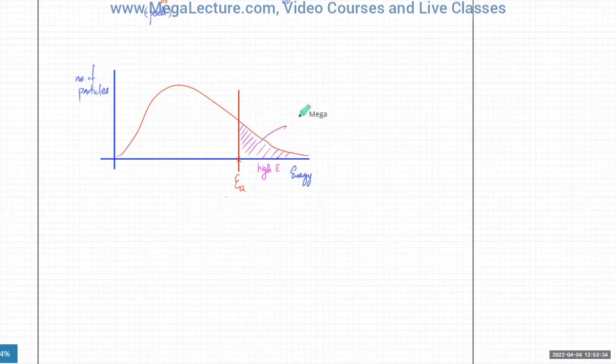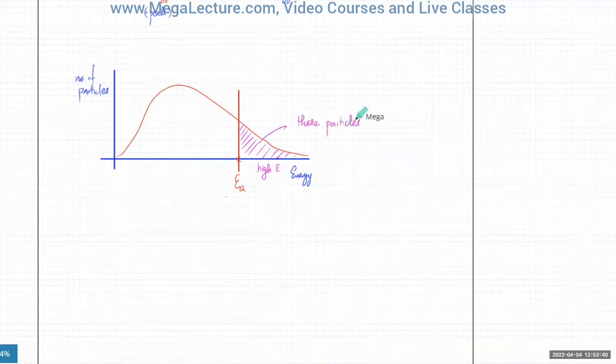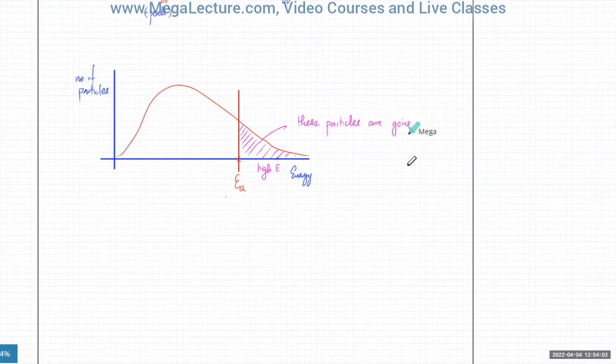So these particles can react effectively because they have energies that are greater than the activation energy. There's a point on this axis which is known as the activation energy. That is the minimum energy that is needed to start the reaction. So all these particles on the extreme high energy side are the ones that are going to have effective collisions, as their energy is greater than the activation energy.